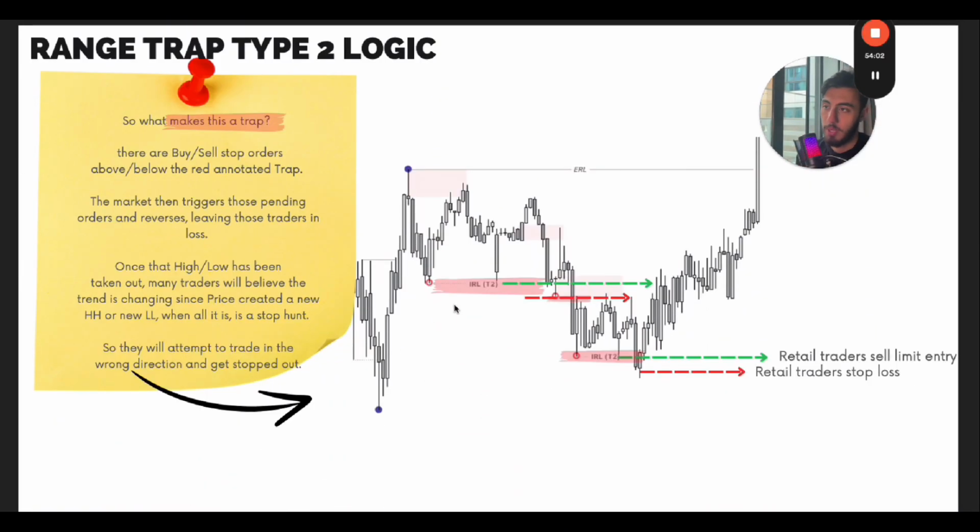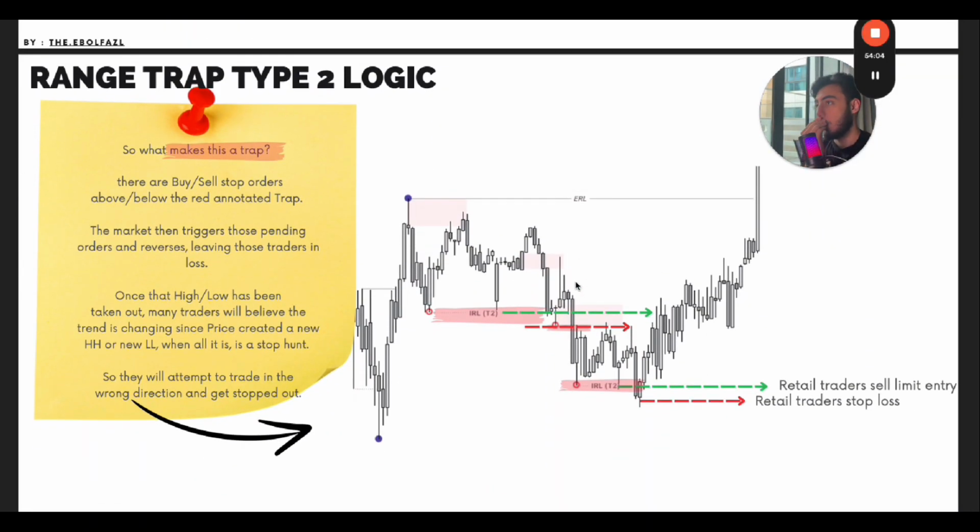Now let's dive into the logic behind this. What makes this area a trap? There are buy and sell stop orders above and below. The market triggers those pending orders and reverses, leaving traders with losses. Once that high or low has been taken out, many traders believe the trend is changing since price created a new higher high or higher low. Then comes the stop hunt, so they attempt to trade in the wrong direction and get stopped out.